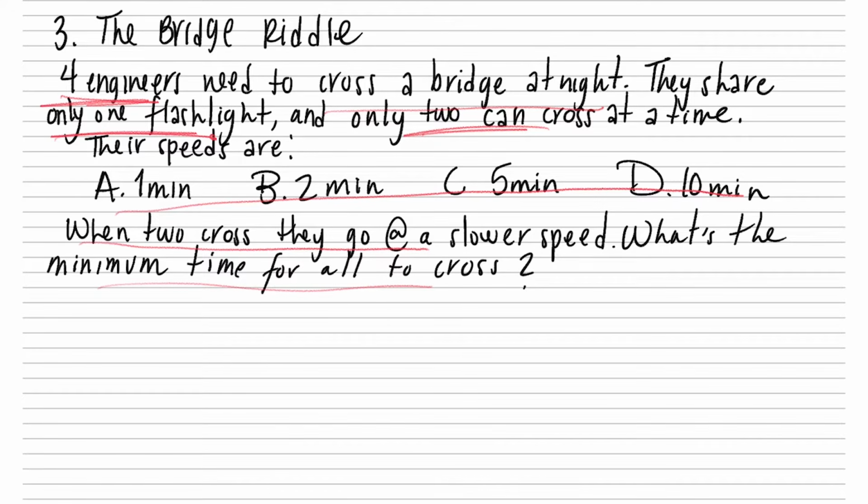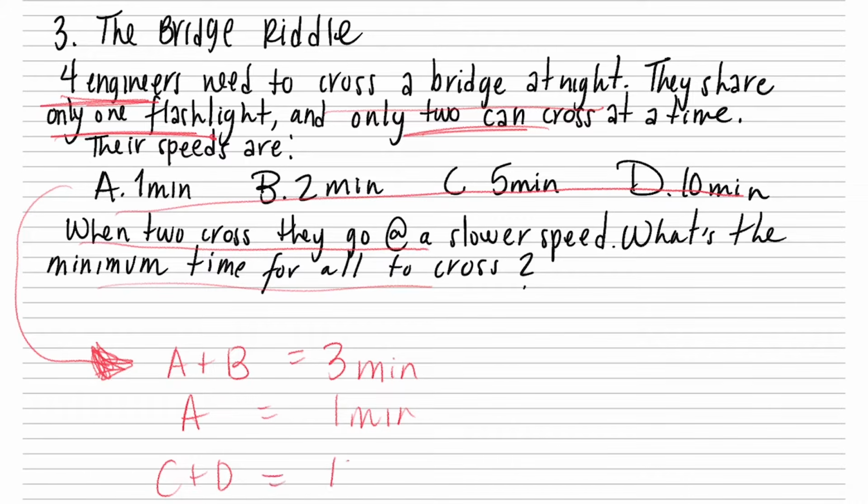So, immediately, I'm trying to see how many times I can use A, because A has the smallest amount of time. So, I'm going to do A plus B first. So, that's going to equal 3 minutes. Then, A has to go back. So, that's another 1 minute. So, then let's just get C and D out of the way. Let them cross because they take up the most time. So C plus D equals 15 minutes.